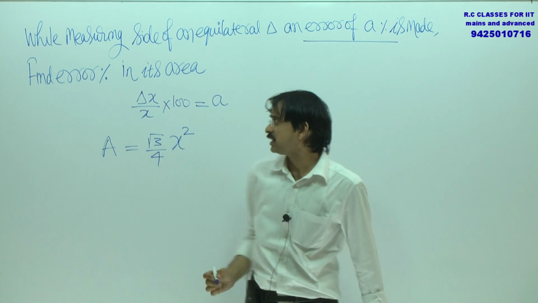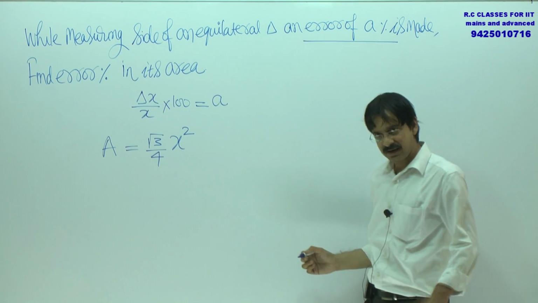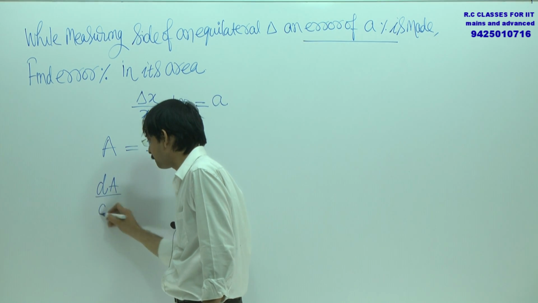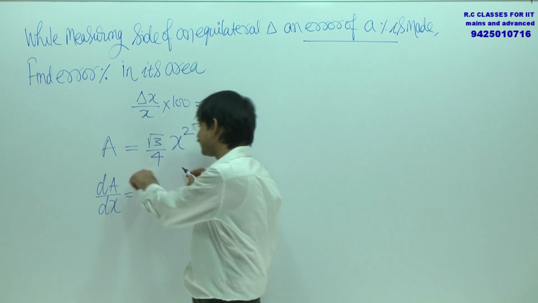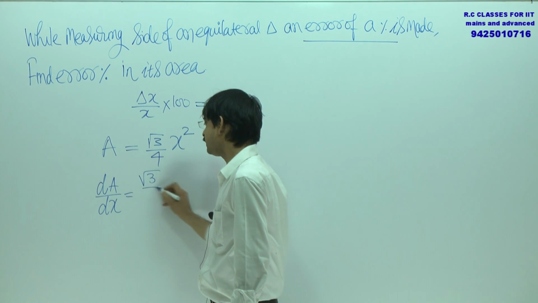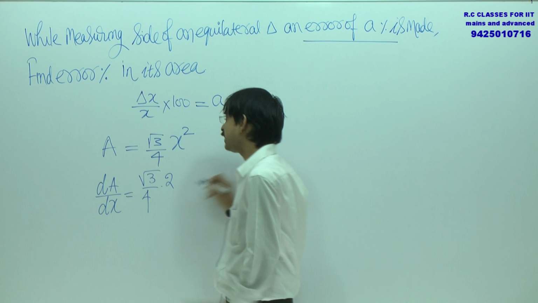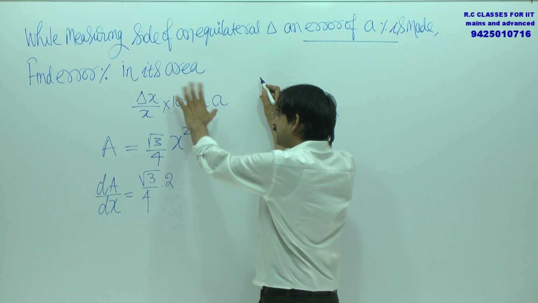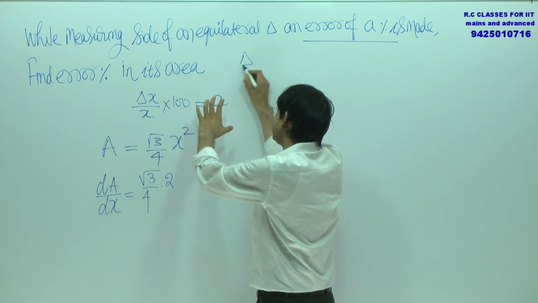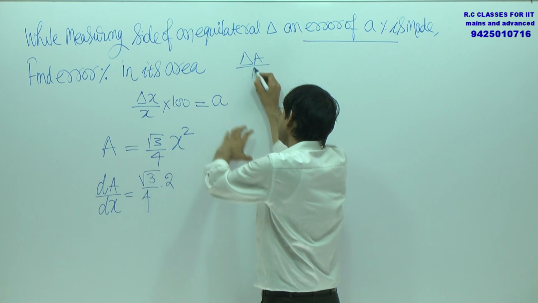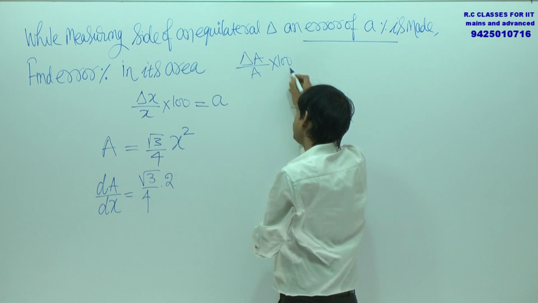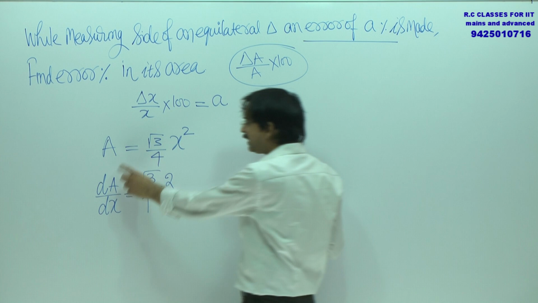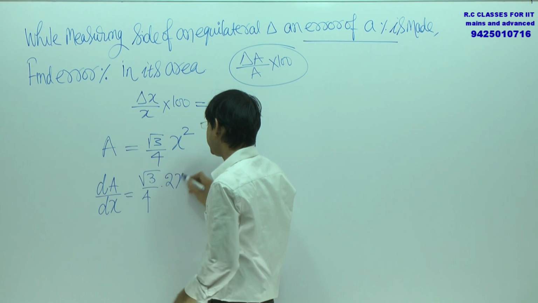Now the percentage error in its area is required. For that we calculate dA by dx, differentiating with respect to x, root 3 by 4. That means our requirement is what? If A is the area there, we want the percentage error in its area, that is nothing but delta A upon A into 100. That's what we have to calculate. That's very clear to us. So dA by dx is equal to root 3 by 4 into x square, derivative is 2x.